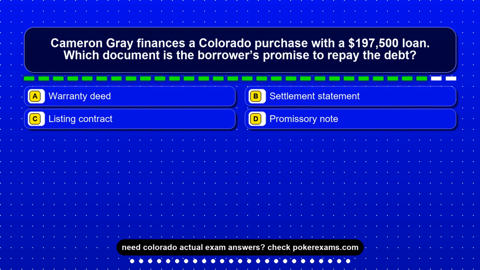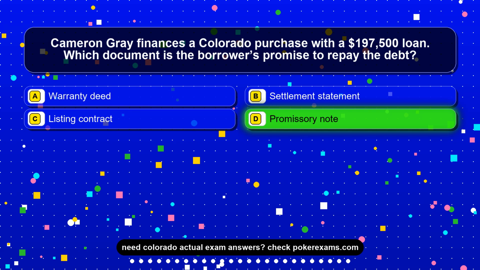Question 17. Cameron Gray finances a Colorado purchase with a $197,500 loan. Which document is the borrower's promise to repay the debt? Option A. Warranty deed. Option B. A settlement statement. Option C. Listing contract. Option D. Promissory note.